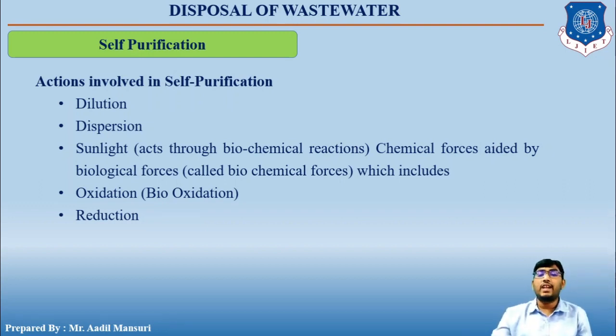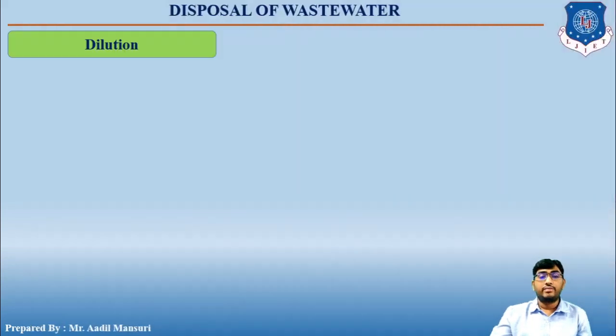Now, the complete self-purification process is only possible if the concentration of pollutants is less than the assimilative capacity of the river. Otherwise it becomes polluted and aquatic life gets affected, as some minimum dissolved oxygen is required for the survival of fishes. Okay, so let us move ahead.